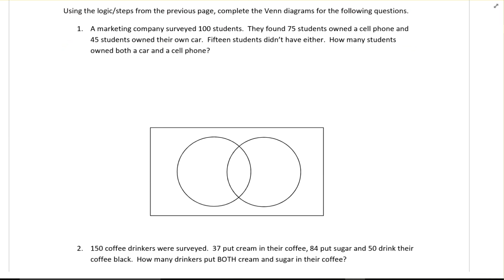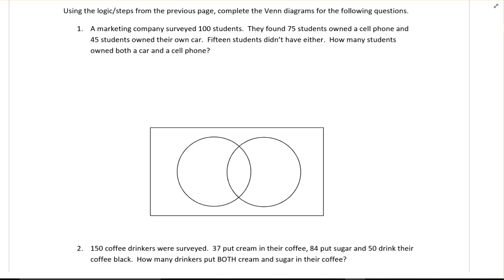Okay, so let's do another one here. It says a marketing company surveys 100 students. So 100 students would be what the universal set would be made of, right? There'd be 100 in total. Like inside this box would be 100 students. Okay, they found that 75 students owned a cell phone.